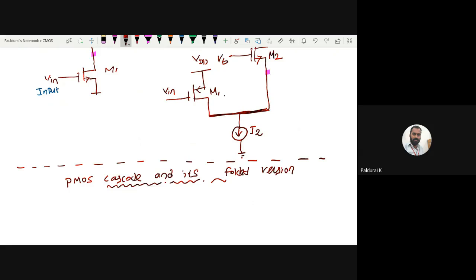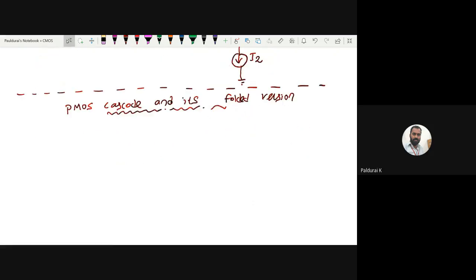So what is PMOS cascode? எப்படி இருக்கும் PMOS cascode? PMOS cascode, right? Let me call this my input transistor, PMOS, M1. Now for the cascode, I want to connect one more PMOS. Let me call this M2. It must be properly biased.